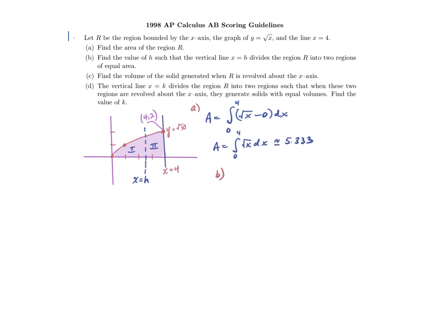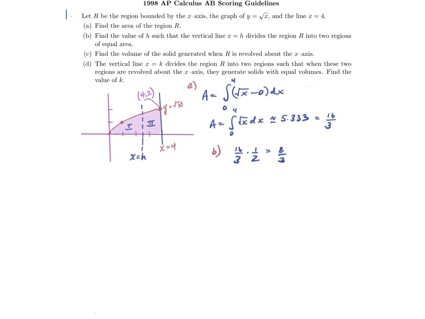Now, we do know the area of the entire region, which was 5.333. If you work this out by hand, it was actually 16/3, if you integrated it and just plugged in the bounds, which was not hard to do. So if I cut that in half, 16/3 divided by 2 is going to be 8/3. So what I want is for the region from here to here to be equal to 8/3.